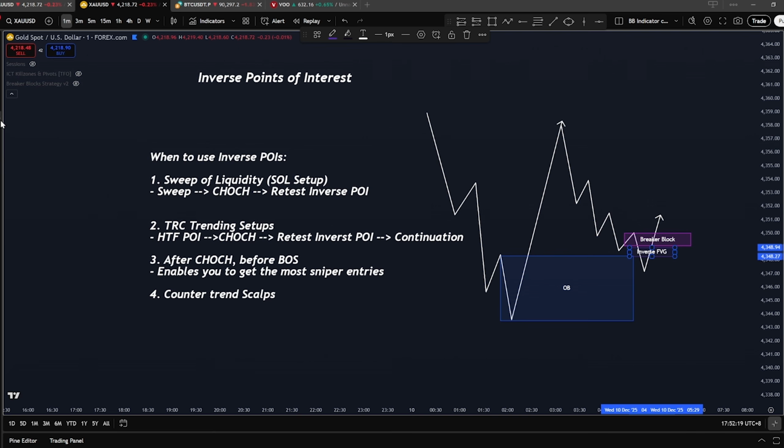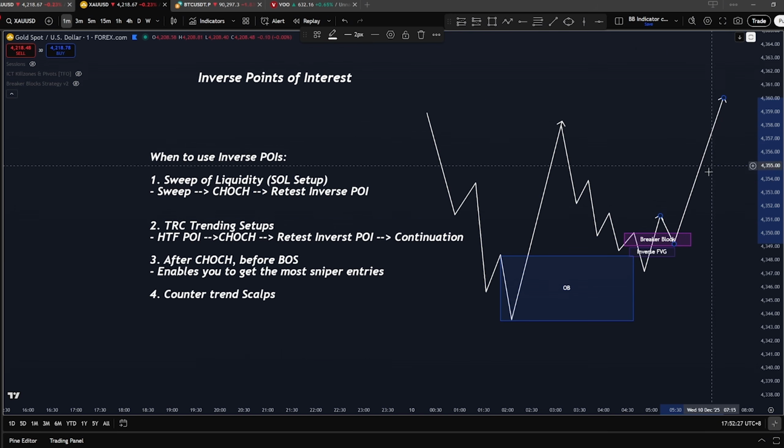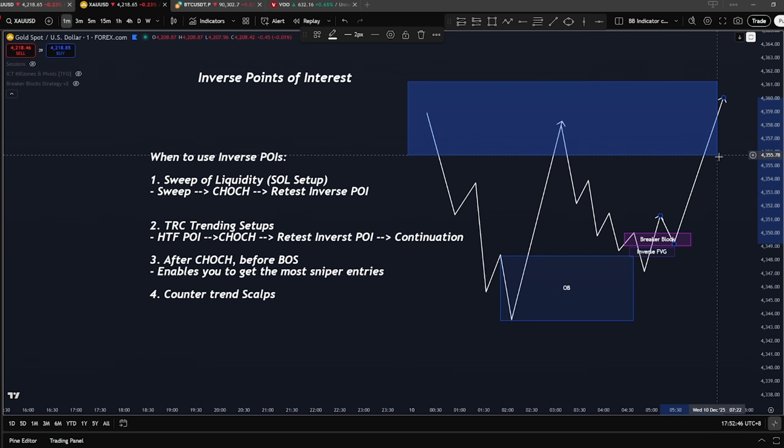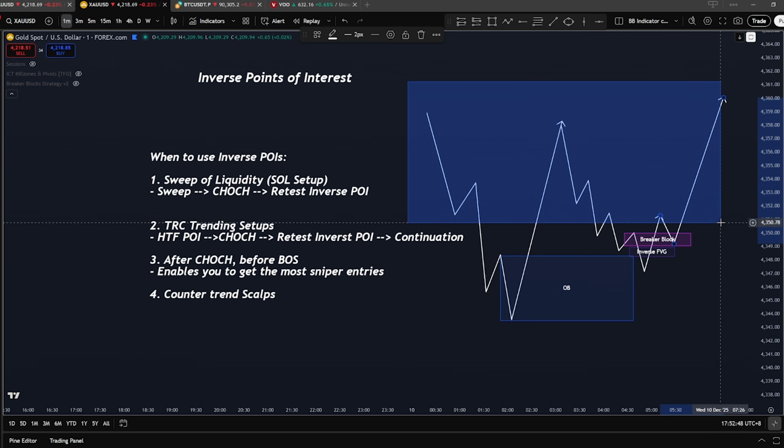And all you have to do is look for price to retest. Remember, final thing that you need to do is look for price to retest to give yourself an opportunity to look for the continuation bias higher. So higher time frame, change your character, then you retest the inverse POI, and then you continue buying. Clear example of that. Okay, now for point number 3, change your character before BOS.